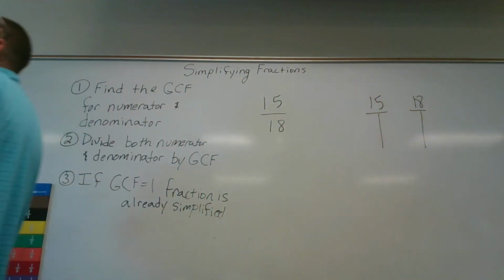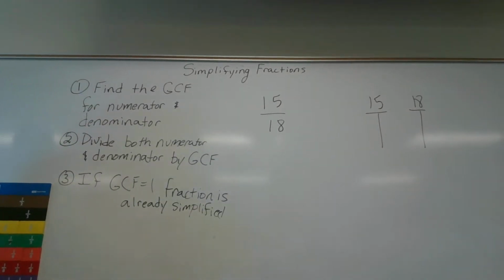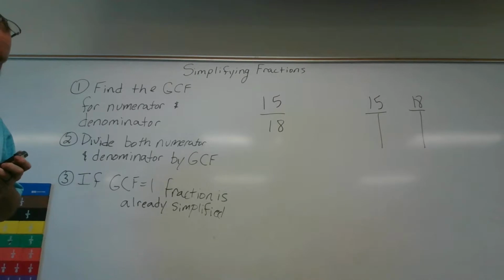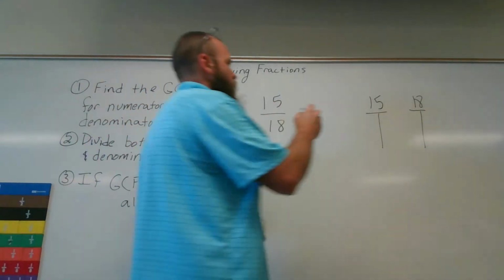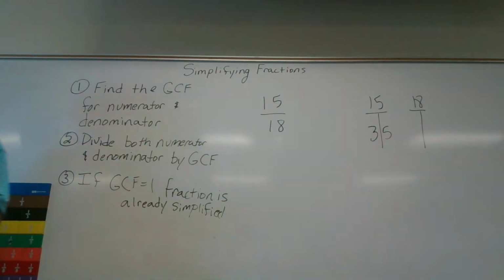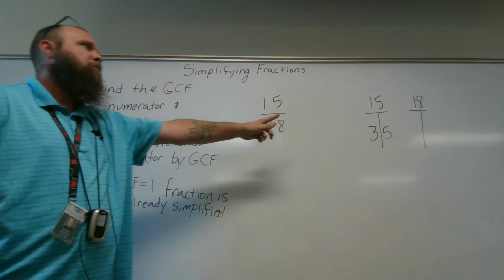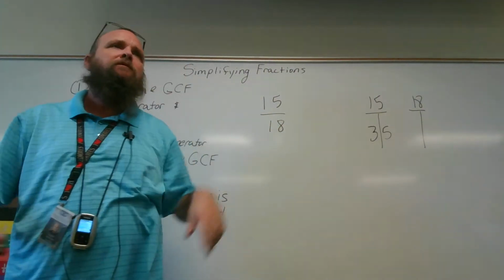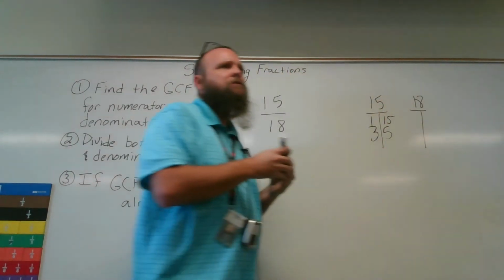Nate, tell us the factors of 15. 5 and 3. 5, we know that because it ends in a 5, which means it's divisible by 5. And 3, the sum of the digits is 6, and 6 is a multiple of 3, so we know it's divisible by 3. What else? 15 and 1. And that's all. What else?